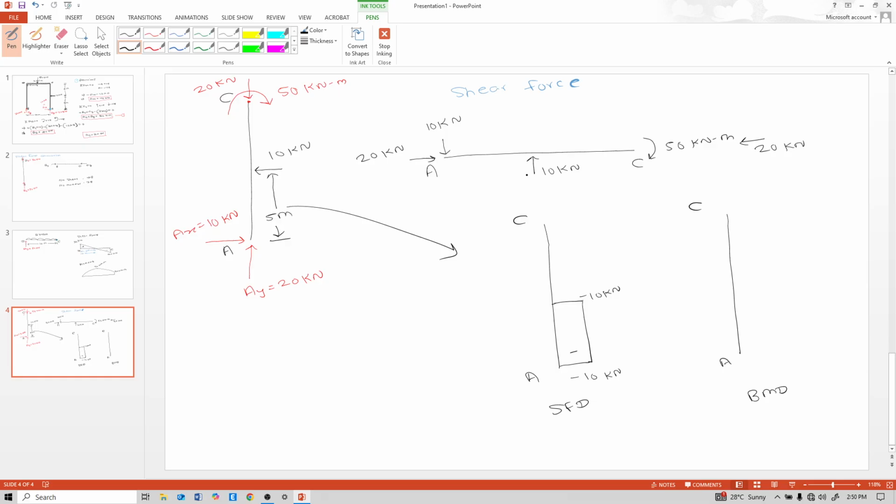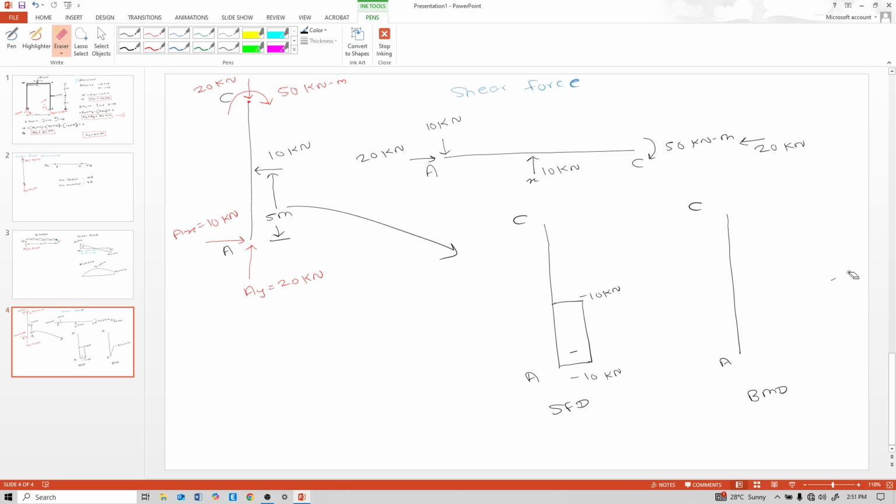No load between A to, consider this as X point, no load between A to X, so it is an inclined line, minus 50 kilonewton meter, up to here only, to 5 meter distance from A. So again see, minus 10 into 10 plus 10 into 5, minus 50. But see, we are making mistakes.